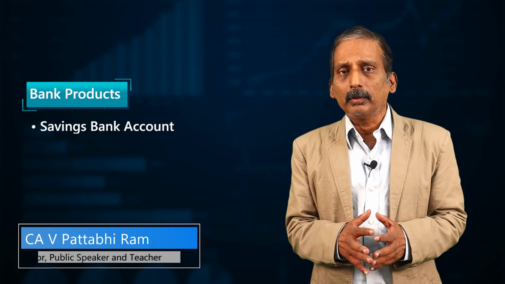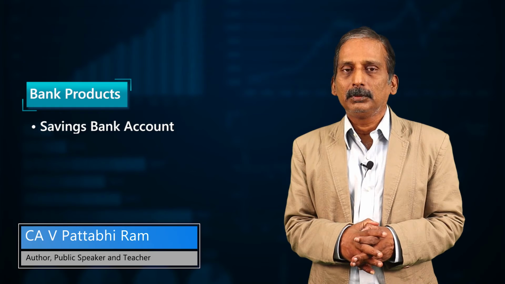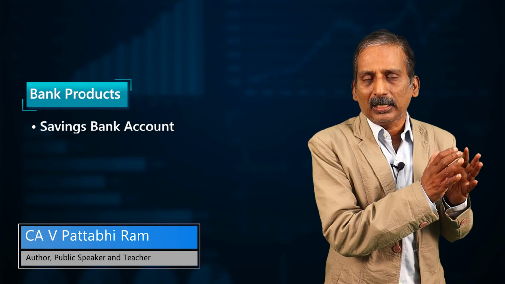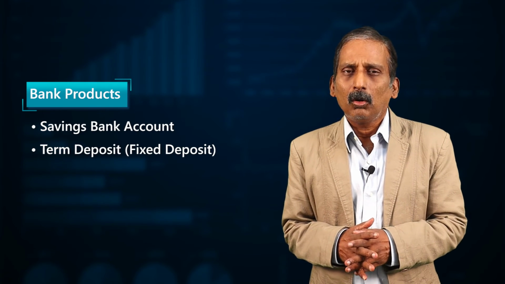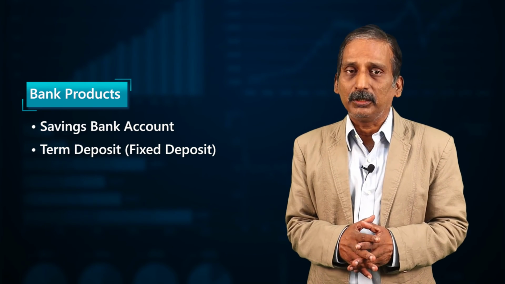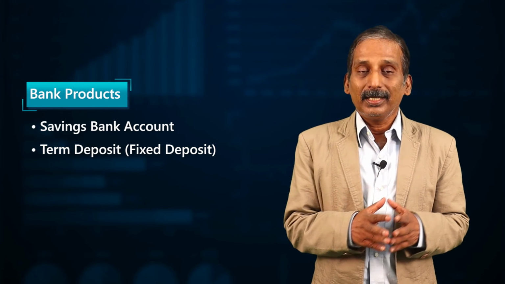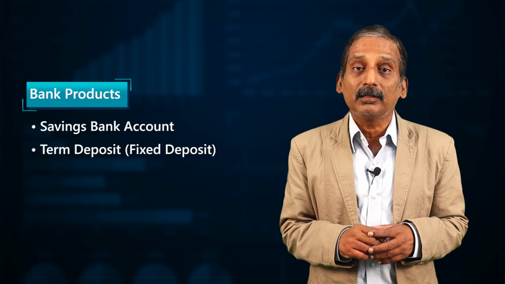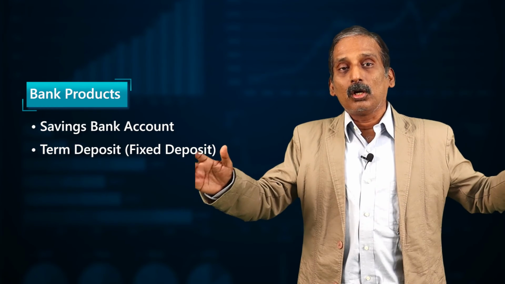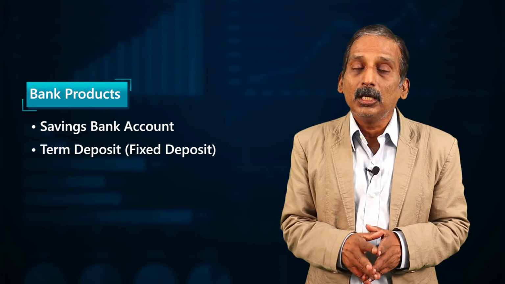If you think that you don't need that money, if you think that that money should earn you higher return because the interest on the savings bank account is small, you can place the money in a term deposit with the bank, or we'll call it, for simplicity, a fixed deposit with the bank. The great advantage of deposits with a bank is that you can take a deposit for as small a period as 15 days to as long a period as 10 years. And the interest rates for different tenors are different.